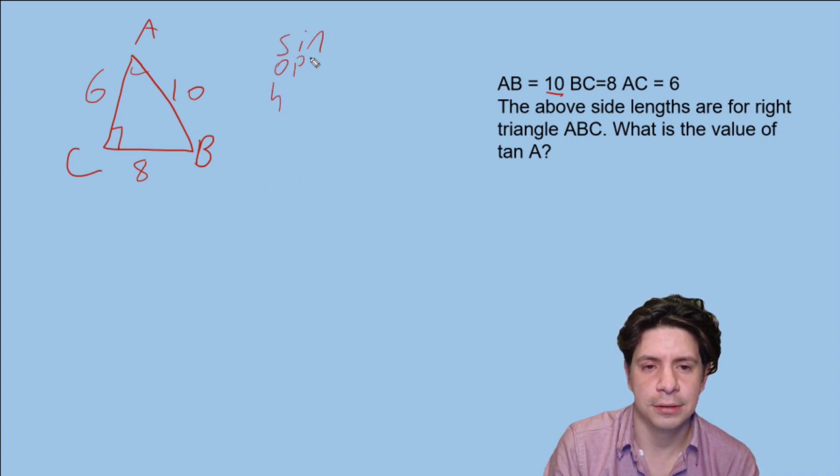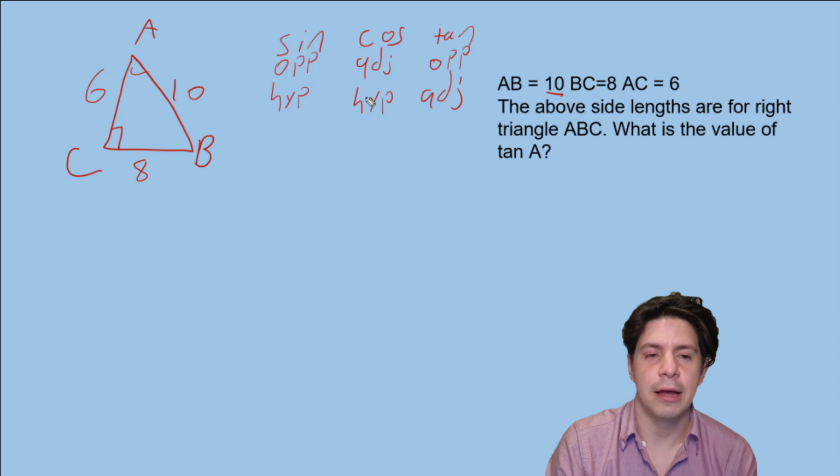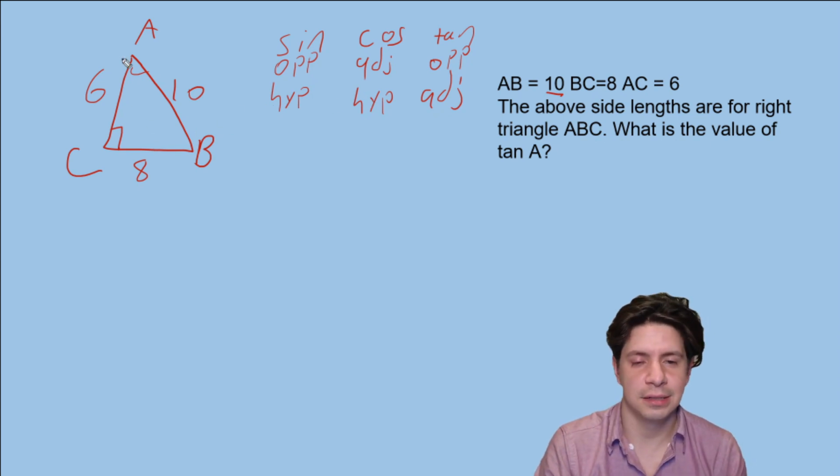Sine is opposite over hypotenuse, cah, cosine is adjacent over hypotenuse, toa. Tangent is opposite over adjacent. And by opposite, right, it means the side that doesn't touch the angle we're talking about.